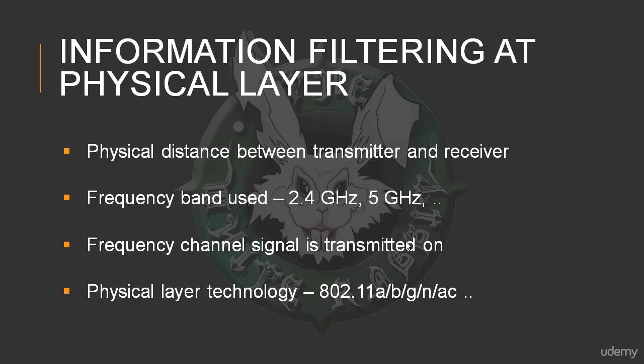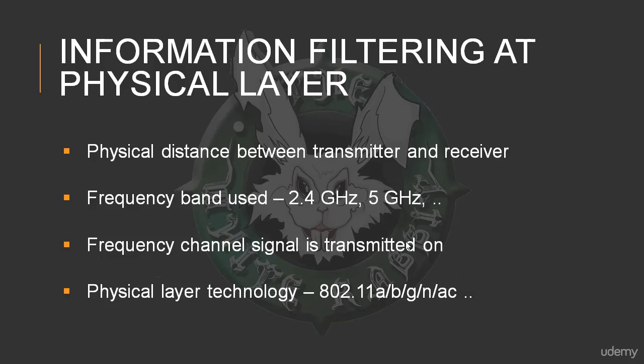Now, even if physical distance is not an issue, so you might be getting reasonably strong signals from an access point, you might be listening at a different frequency band from the transmission. So let's say you're listening at 2.4 gigahertz, and it's transmitting at 5 gigahertz. You also don't hear what it's transmitting. So more frames get filtered out this way.